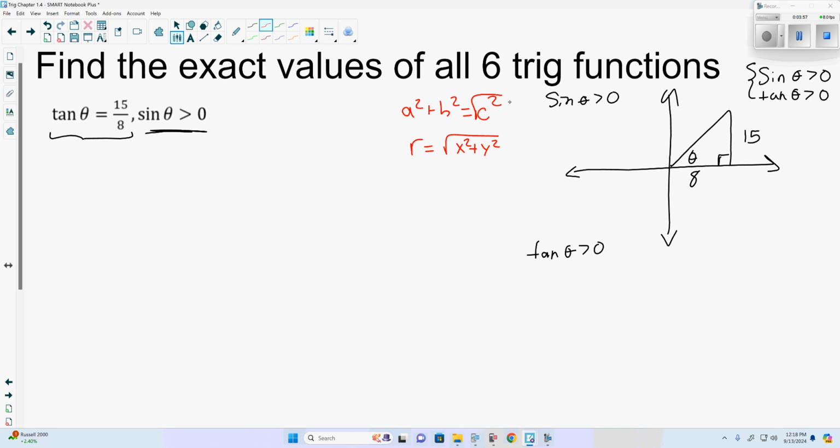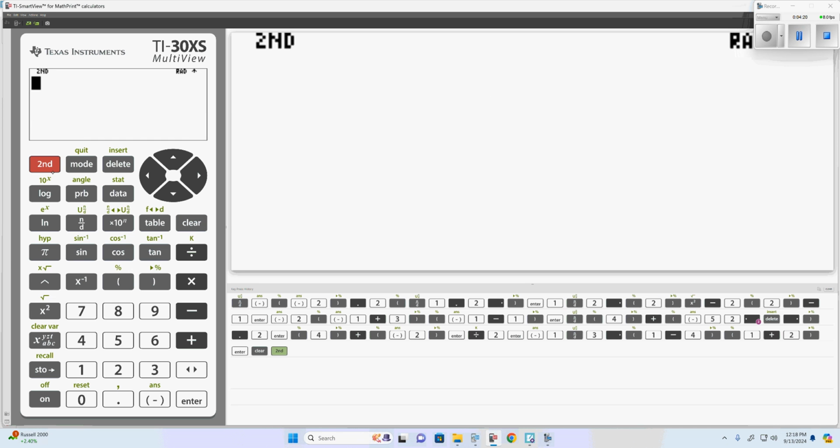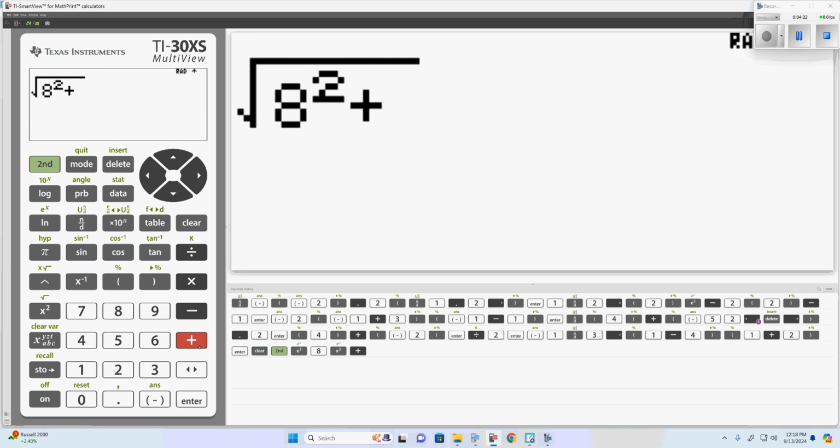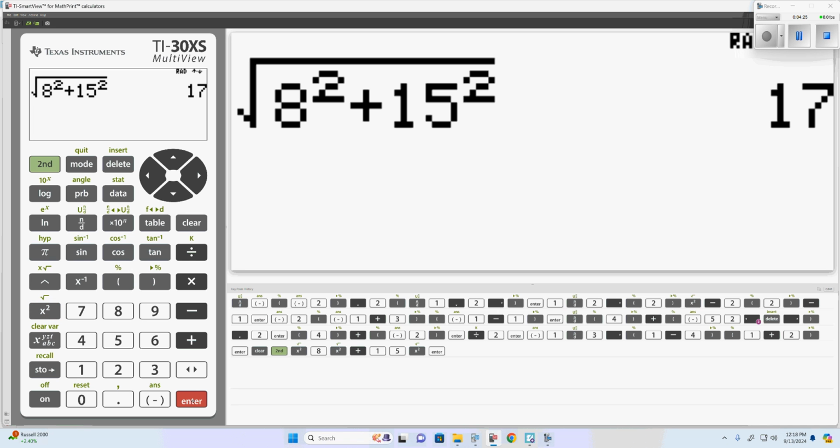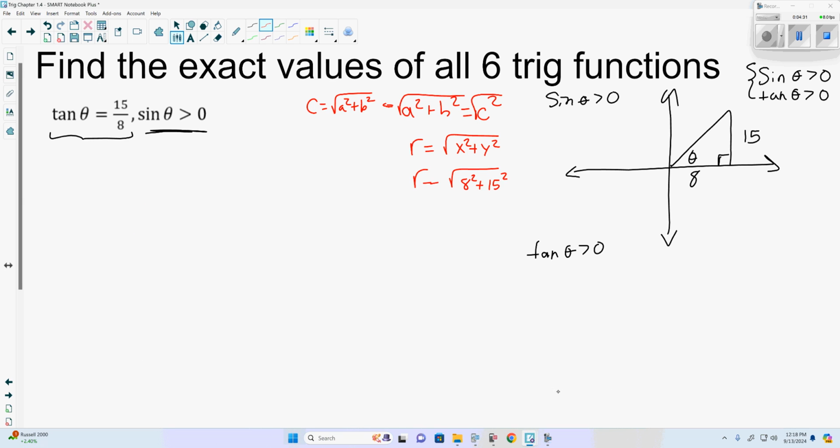Because here, if I just took the square root of both sides, this just becomes c is equal to the square root of a squared plus b squared, what we're trying to find. So really what we're looking at is r is equal to the square root of 8 squared plus 15 squared. We can plug this in a calculator. Square root of 8 squared plus 15 squared is 17. Which means the hypotenuse of this is 17.